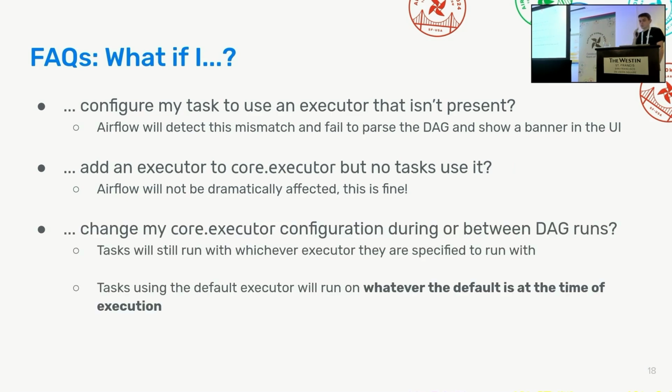And the last one is, what if you change the executor configuration between or even during task executions? It's fairly safe for the tasks that are tagged to use a specific executor. So if you're tagging a task to use local and you've added a third one to your executor list, it should be fine. The only problem is if you remove an executor that a task depends on, then you're going to have issues. You're going to have the first bullet where you get yelled at for the DAG parse.